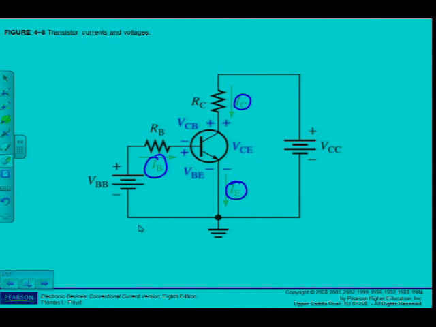Alright, now the voltages. 3 terminals, so what will the voltages be called? Collector voltage is going to be VC.